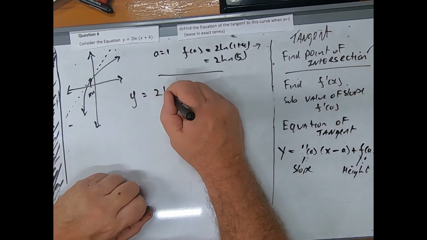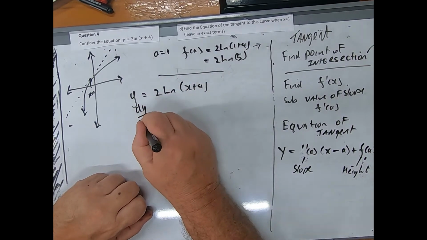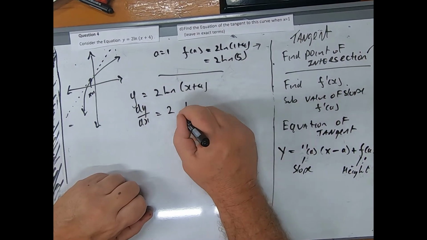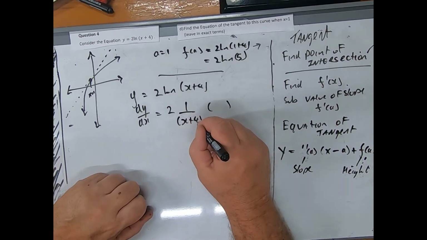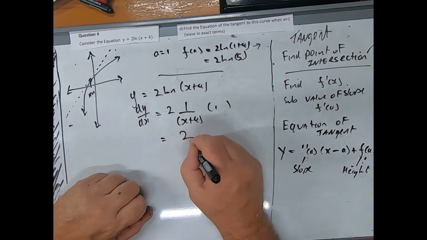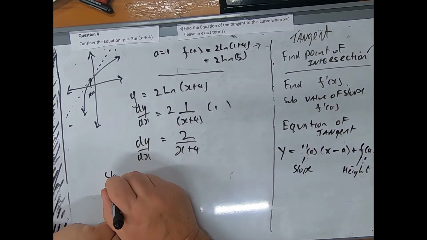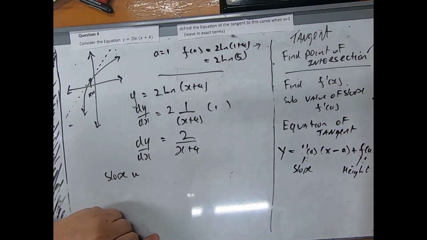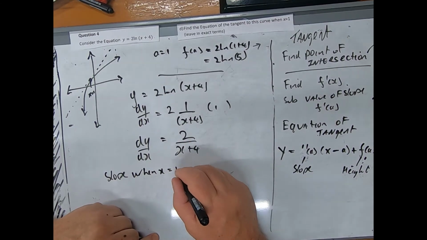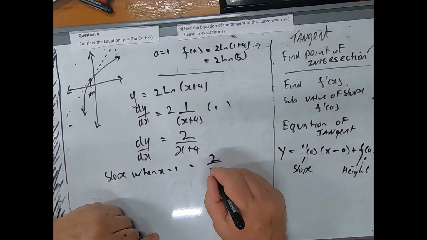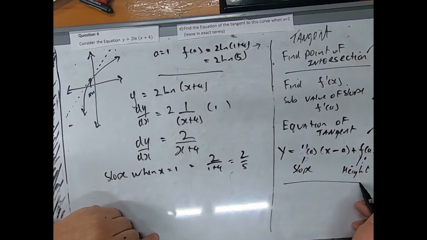Next one, find f dash. If y equals 2 ln(x + 4), then the derivative equals 2 times 1 over (x + 4) times the derivative of the inside part, which is just 1, equals 2 on (x + 4). So that's the slope. Second step, f dash of a. When x equals 1, it equals 2 on (1 + 4), which is 2 on 5. Final step.